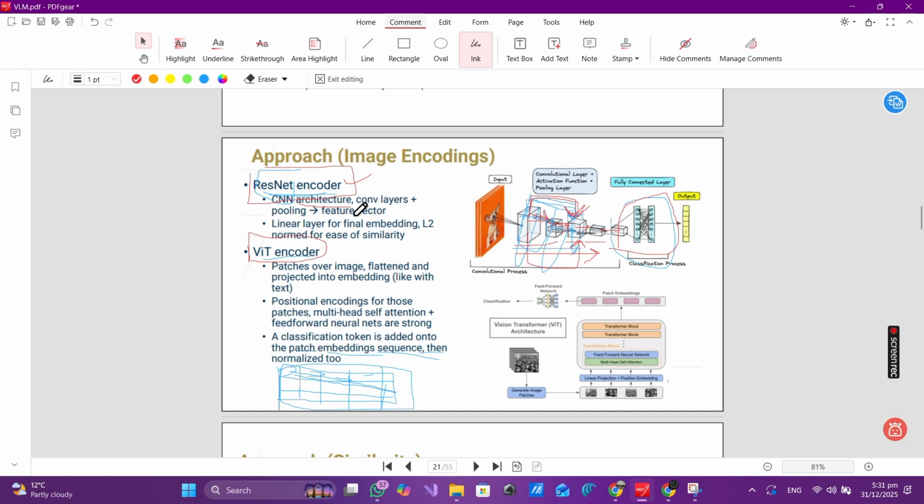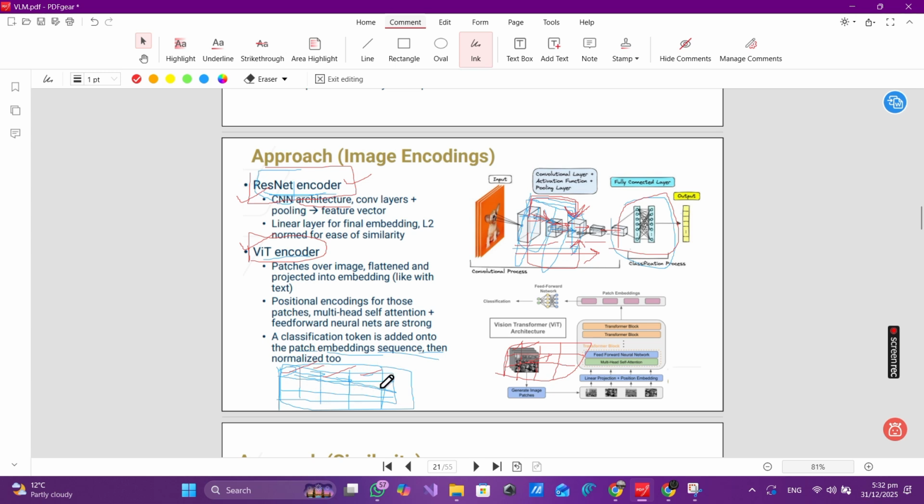And then we use the ResNet encoder as the architecture encoder. The other one was the ViT encoder. Now what is a ViT encoder? If, for example, we have an image, in a CNN we just pass the image directly, and then there's the feature map and all that. But in the ViT encoder, we don't pass the whole image into the model. We divide it into patches: patch 1, patch 2, patch 3, patch 4, right?